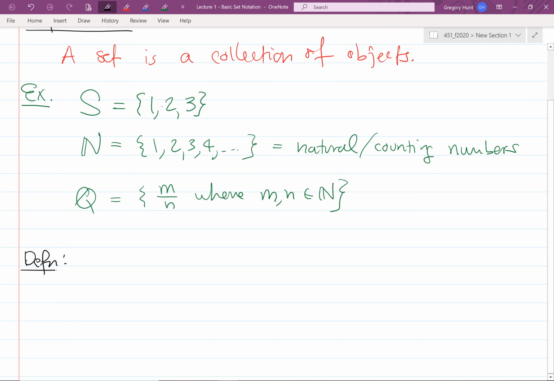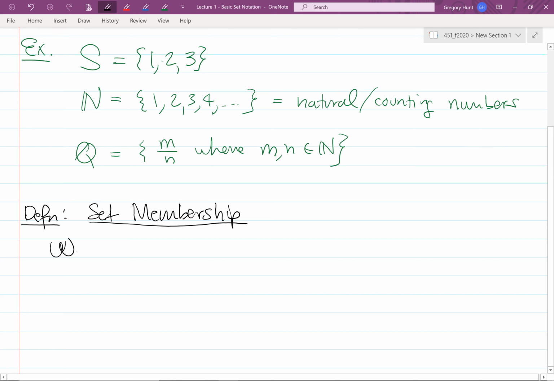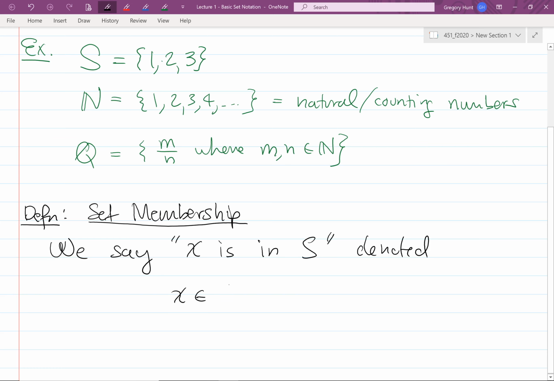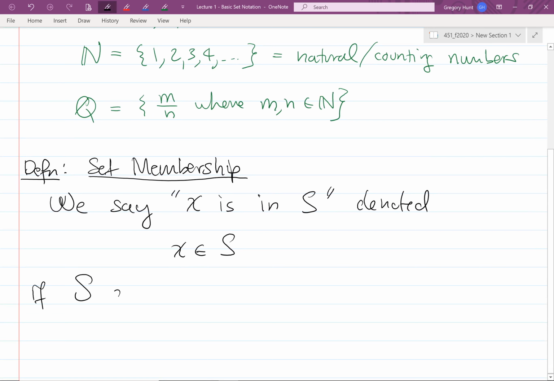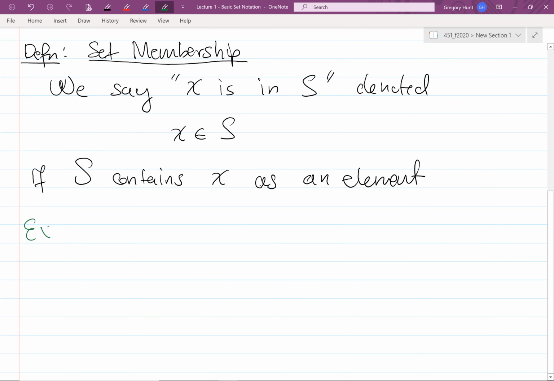Another definition, once we define what a set is, is the definition of set membership. So we say, quote, some element X is in a set S, denoted X in S, if our set S contains X as an element. So examples of this, of course, we could say that 5 is in the natural numbers N, because the natural numbers are, of course, 1, 2, 3, 4, 5, 6, etc. And here we go. 5 is an element of N. So 5 is in N.